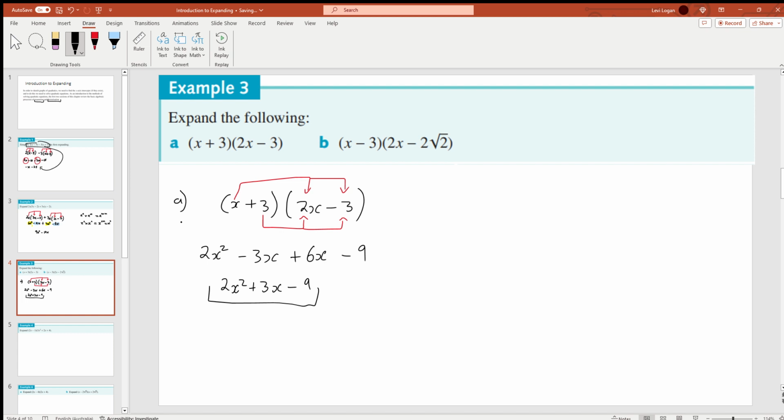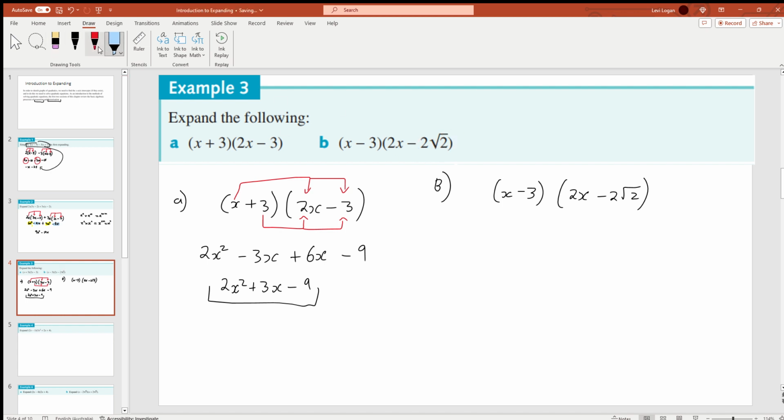quadratic equations. Now, this one looks a bit trickier because of the surd, but it's exactly the same process. So all we're going to do is write them out together. So, question B, x minus 3, oh, terrible bracket, multiplied by 2x minus 2 root 2. Now, all you've got to do is, this is just a number. It looks scary because of the square root here, but that is just a number. So just treat it like a number.